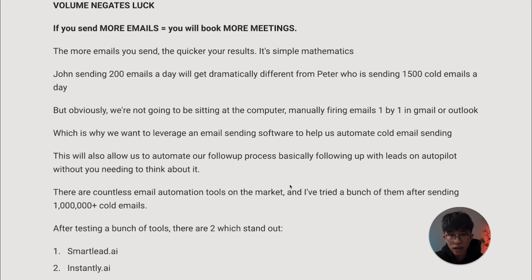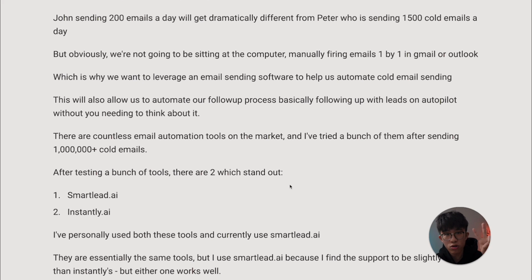And there are countless email automation tools on the market, and I personally tried a bunch of them after sending over 1 million cold emails myself and for my clients. After testing a bunch of tools, there are really two tools which really stand out on the marketplace. The first one is called smartlead.ai, and the second one is instantly.ai. And a lot of people DM me on Instagram every single day, basically asking, hey Jimmy, which one is the best? I'm using Instantly, I'm using SmartLead, how about the other tools?